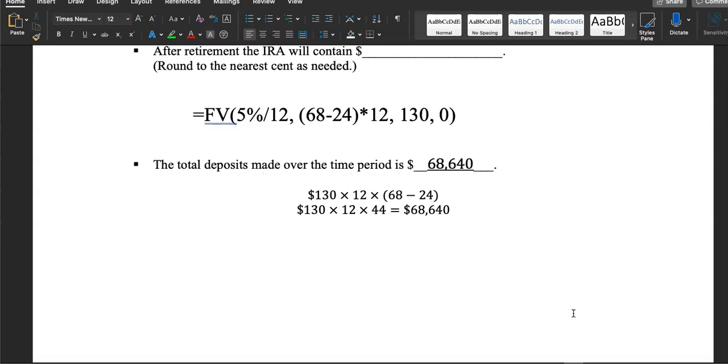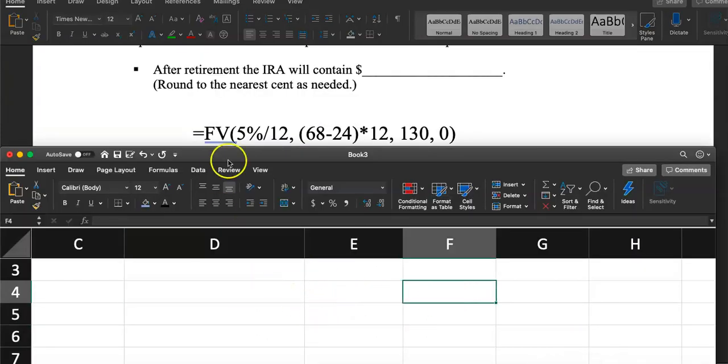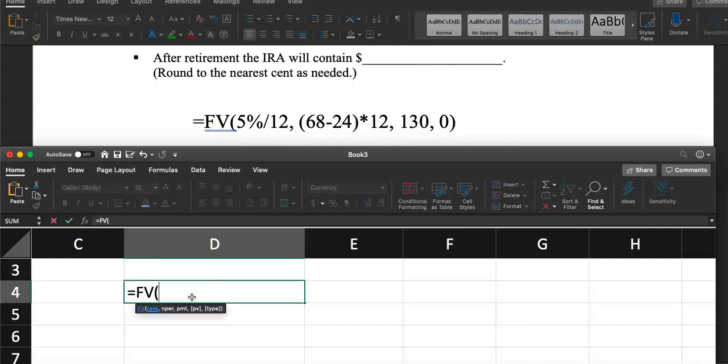All right, ready to type this in together? Go to Excel. Let me delete some of these things. Type in equal sign, future value, 5% divided by 12, comma, and 68 minus 24 in a parenthesis because I want Excel to not mess up on the order of operations. Or you can simply do 44 if you want.